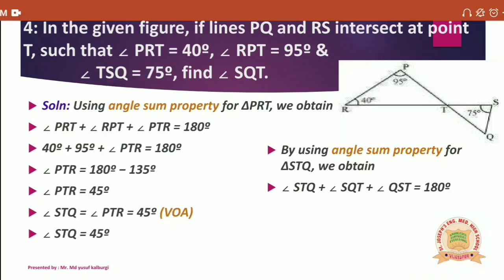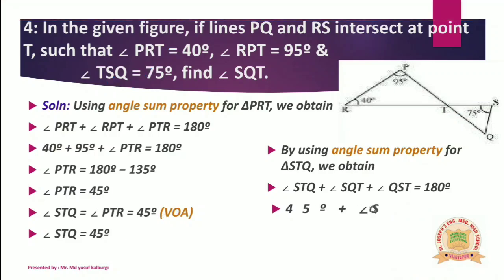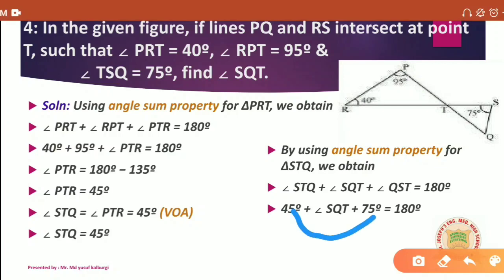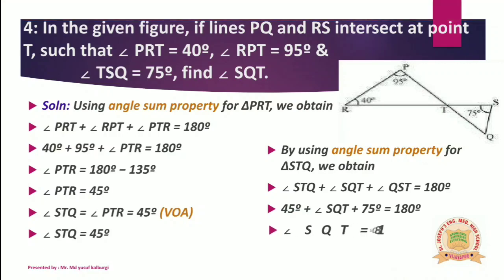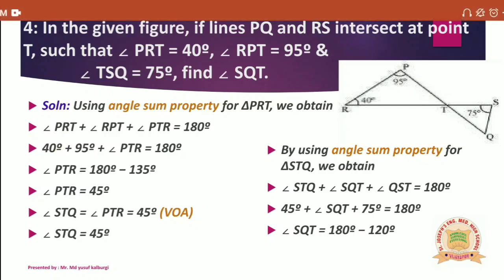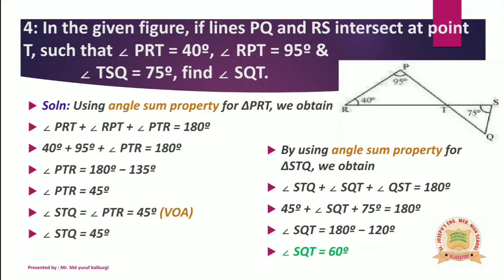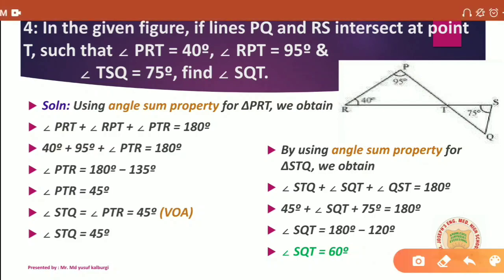Let us substitute those values here. So 45 plus SQT plus 75 degrees is equal to 180 degrees. If we add 45 plus 75, that will be equal to 120 degrees. So when you take it to the right hand side, SQT is equal to 180 degrees minus 120 degrees, so that will be equal to 60 degrees. So this is the solution for the fourth question. Okay, so let's move to the next question.